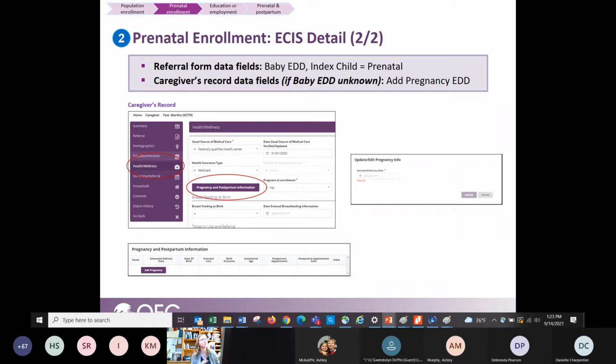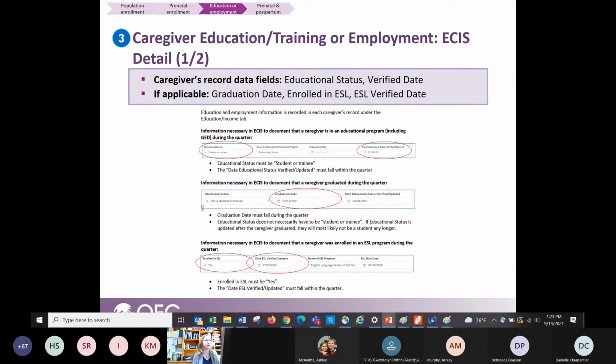But we did want to say that no worries, if you don't know it, you can still enroll the mom or dad, and you can go in and add that EDD after the fact. So I think that covers, yep, good. That covers the second measure.